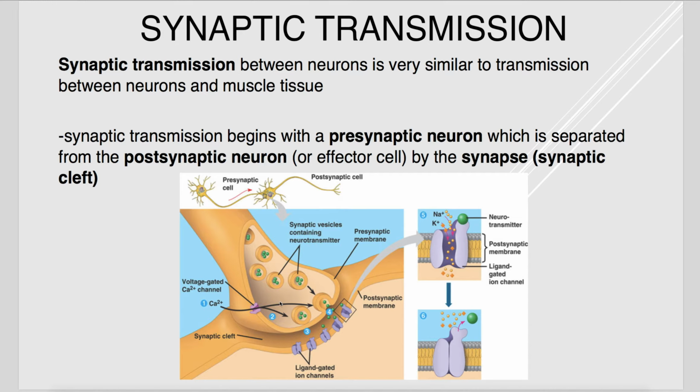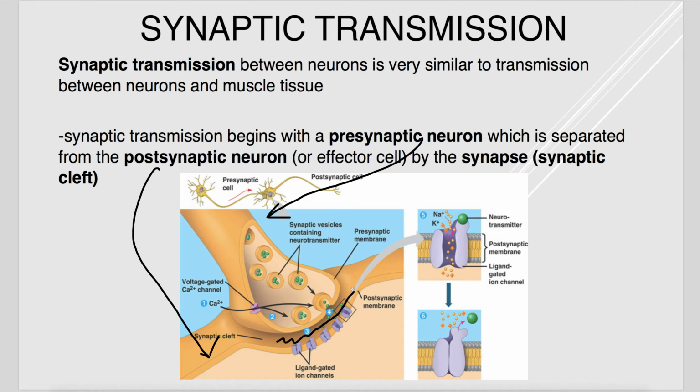So if we look at this image down here, this is our presynaptic neuron. Okay, so this is the presynaptic neuron. And then we have a postsynaptic neuron. All right. And the space between these two neurons, between the presynaptic neuron and the postsynaptic neuron, is called the synapse, or the synaptic cleft. So that's in here. This is the synaptic cleft.